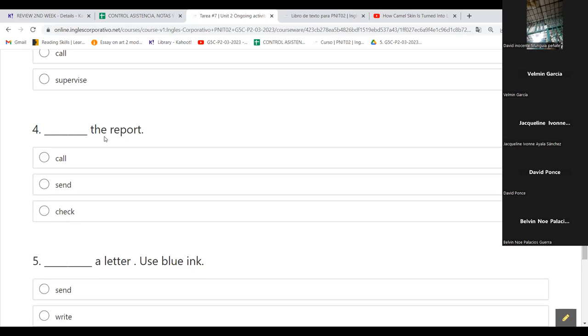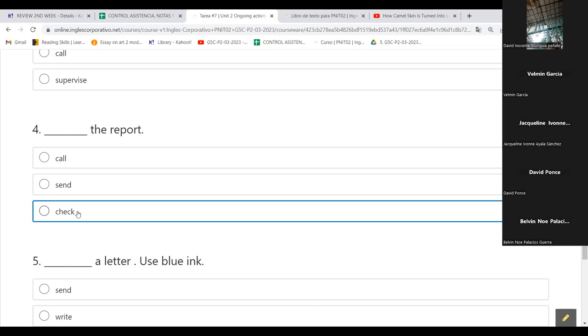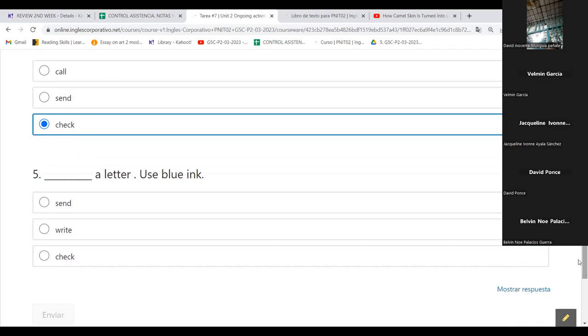Do I call the report? Do I send the report? Or do I check the report? Check. You can check the report. De hecho, las dos están válidas. Send or check. Ya vamos a ver cuál dice la plataforma. Eso sí se lo voy a mostrar para que no vayan a agarrarlo mal. Los dos son posibles. Los dos estarían correctos. Pero vamos a ver cuál pide la plataforma.